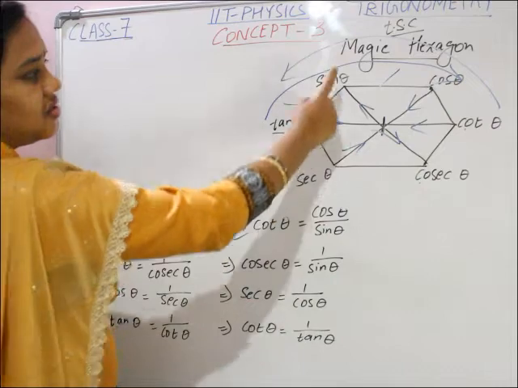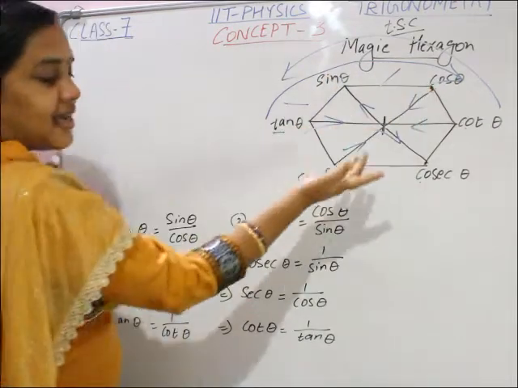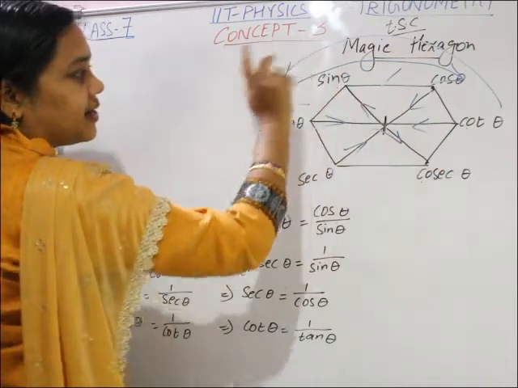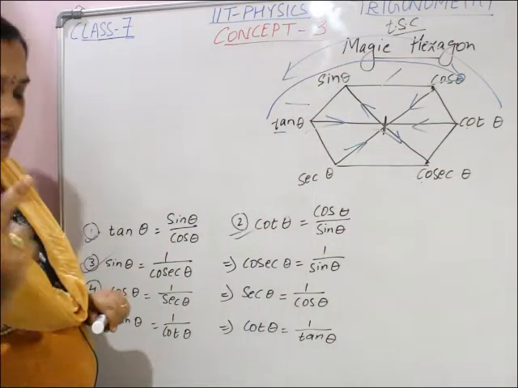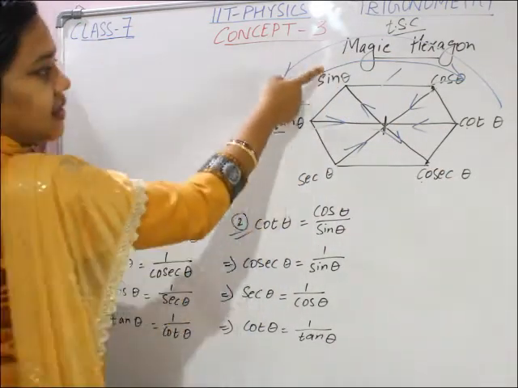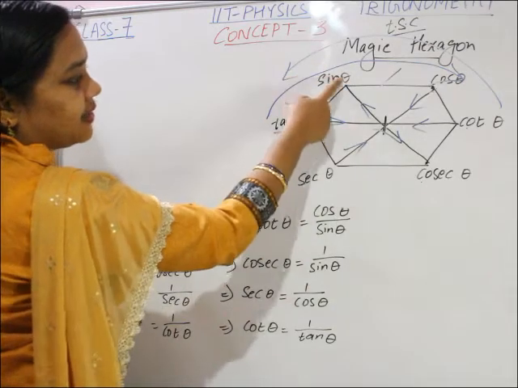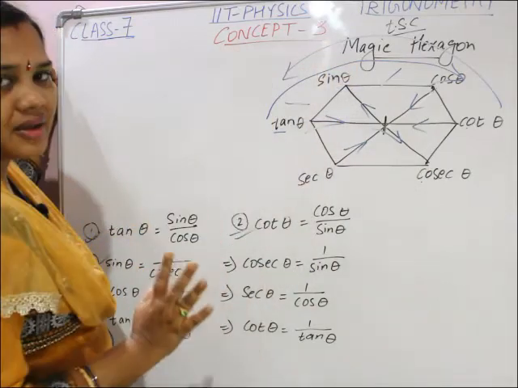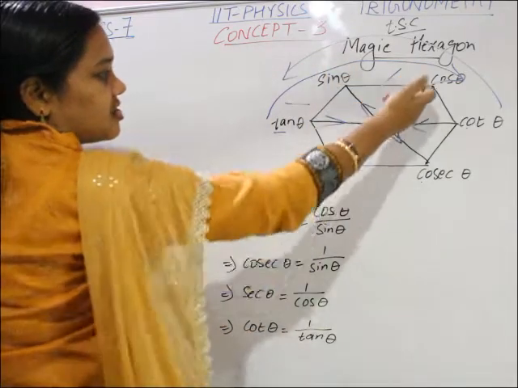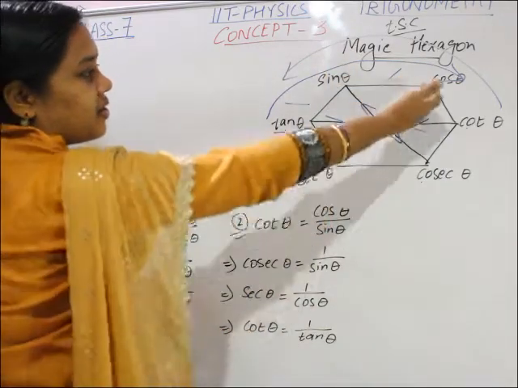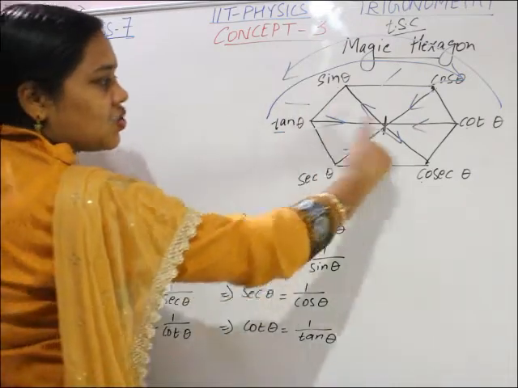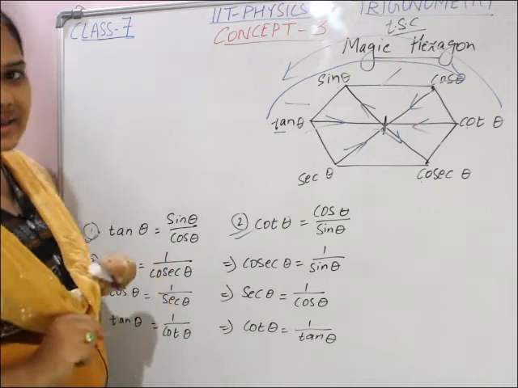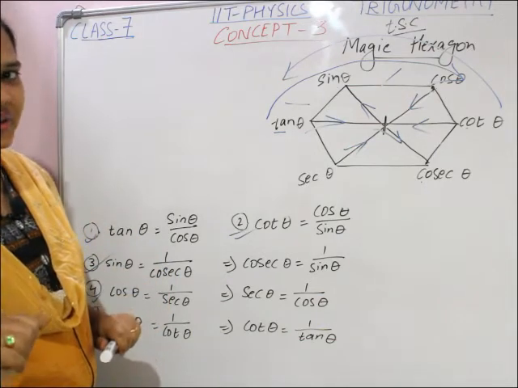So, did you understand the first identity? Clockwise, tan theta equal to sine theta by cos theta. Second identity, anti-clockwise, cot theta equal to cos theta by sine theta. Two are over. Next, sine theta equal to 1 by cosec theta, cosec theta equal to 1 by sine theta. Cos theta equal to 1 by sec theta, sec theta equal to 1 by cos theta. Then tan theta equal to 1 by cot theta, cot theta equal to 1 by tan theta. 5 identities are over.